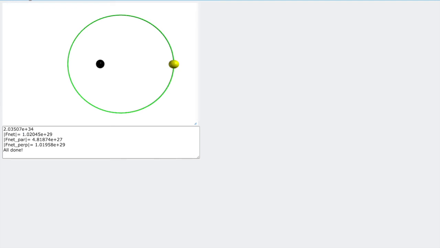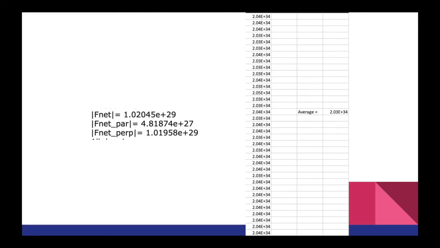The data for the mass of the black hole at each time interval is shown, as well as the average of the entire data set, being 2.03 times 10 raised to the 34th power. This comes from the magnitudes we found from net force and the respective perpendicular and parallel components of net force. These values are, respectively, 1.02045 times 10 raised to the 29th power, 1.01958 times 10 raised to the 29th power, and 4.81874 times 10 raised to the 27th power.